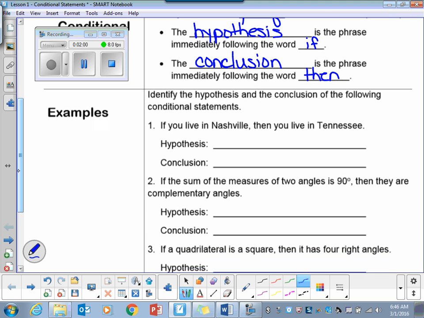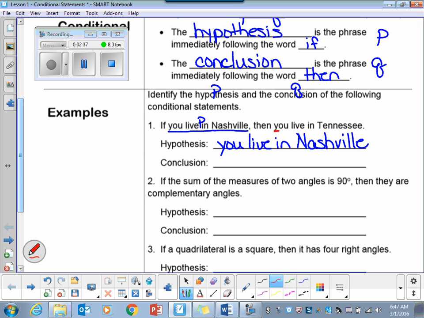Alrighty, some examples here. Identify the hypothesis and the conclusion of the following statements. Now, hypothesis is our p, and conclusion is our q. If you live in Nashville, that's our hypothesis. So you live in Nashville. We don't include the word if, okay? Then you live in Tennessee. So you live in Tennessee is our conclusion.